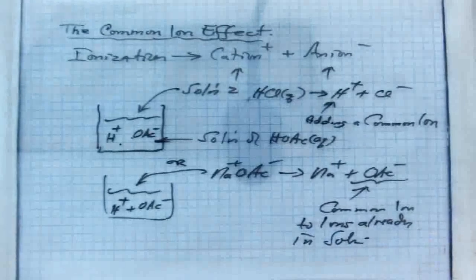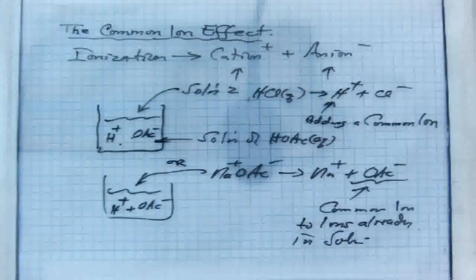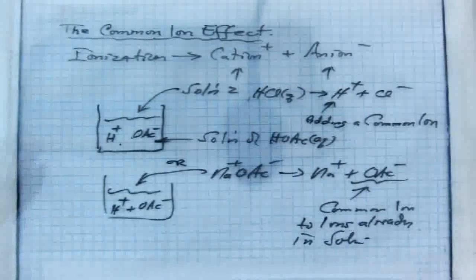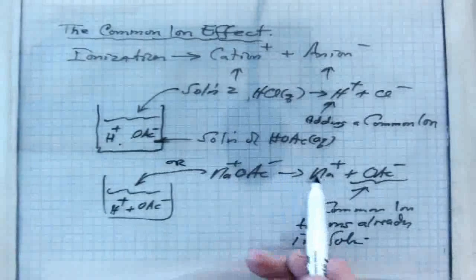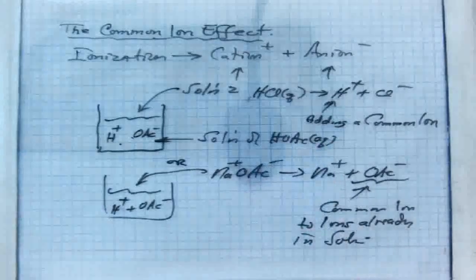Well, what happens when you add a common ion to a solution of weak acid or weak base is that the effect of adding a common ion is to reduce the extent of reaction.